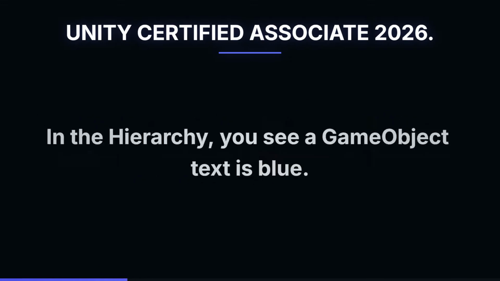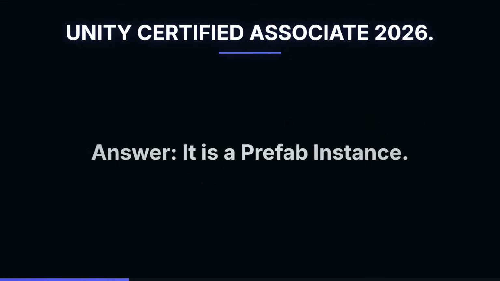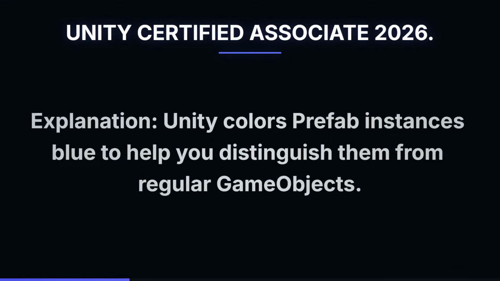2. In the hierarchy, you see a game object whose text is blue. What does this mean? Answer: it is a prefab instance. Explanation: Unity colors prefab instances blue to help you distinguish them from regular game objects.